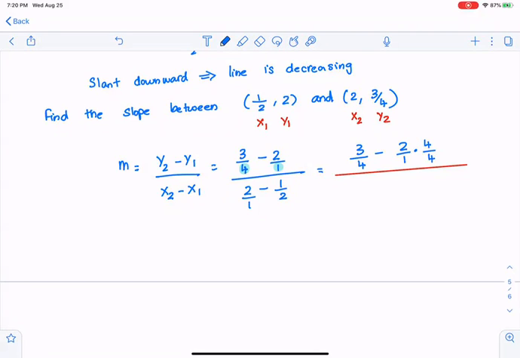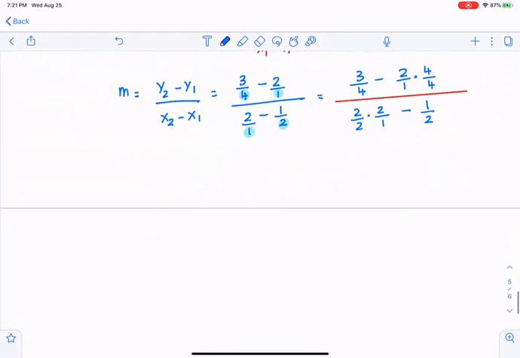I didn't do anything wrong algebraically speaking, because 4 over 4 is just 1. I'm just rewriting 1 as 4 over 4 so that I get a 4 in the denominator of the 2. I'll do 2 over 2 here so that I get a 2 in the denominator over there, so I can combine those two. Minus 2 times 4 is 8. 1 times 4 is 4. Denominator, 2 times 2 is 4. 2 times 1 is 2. Minus 1 over 2.